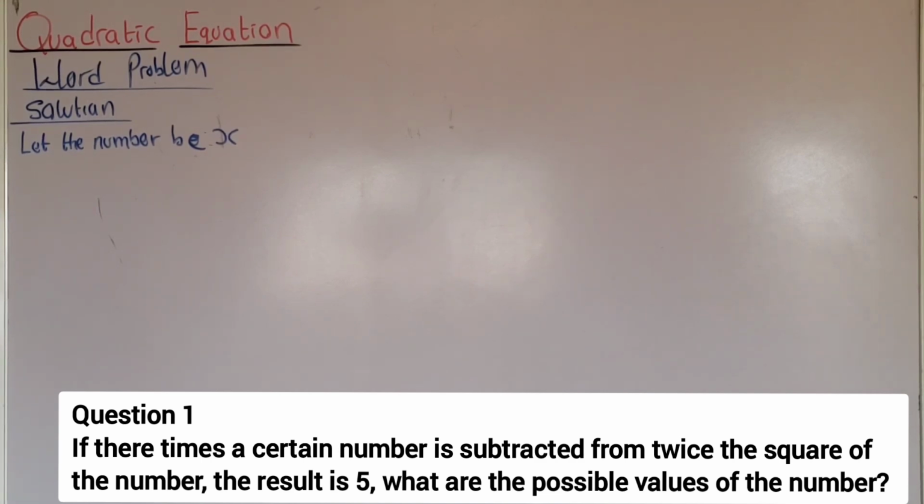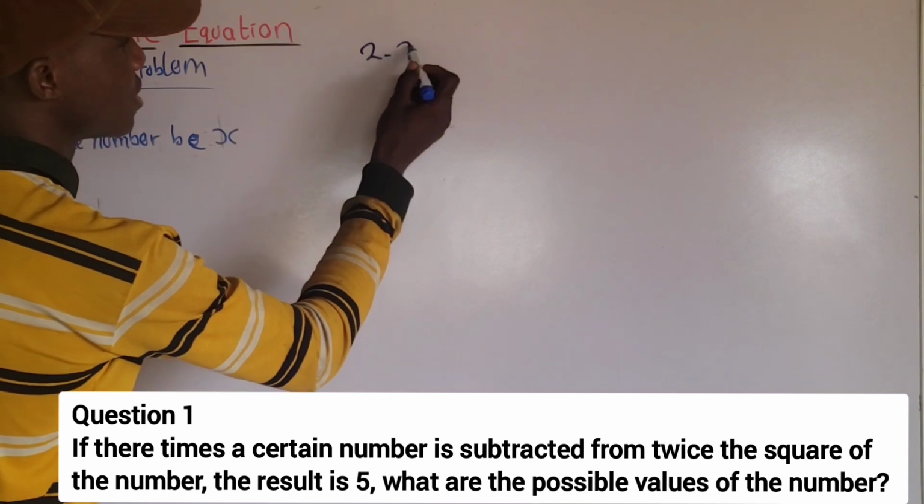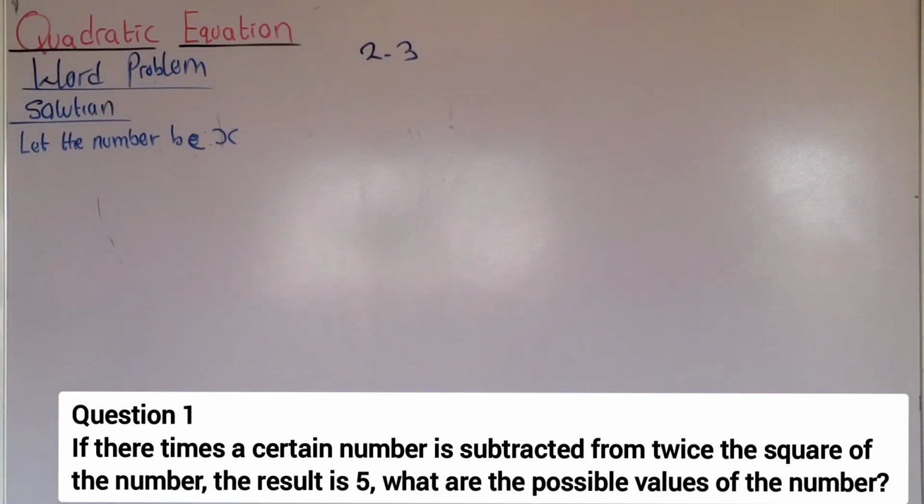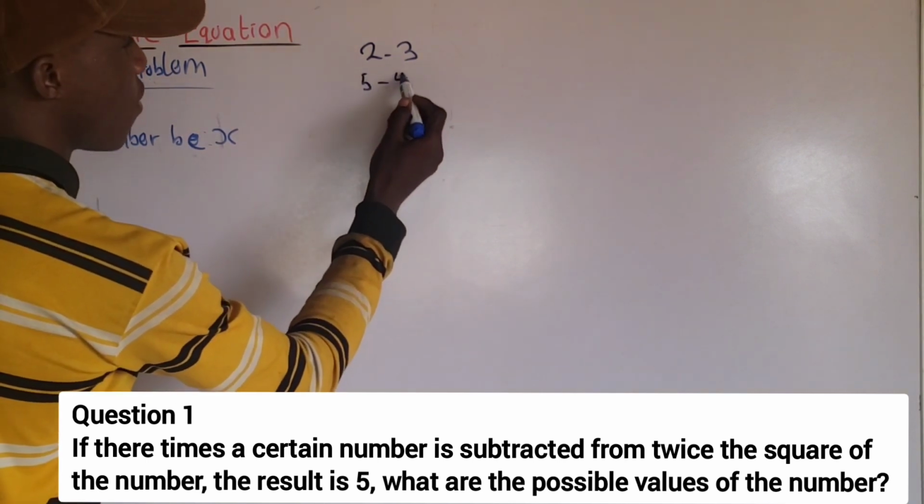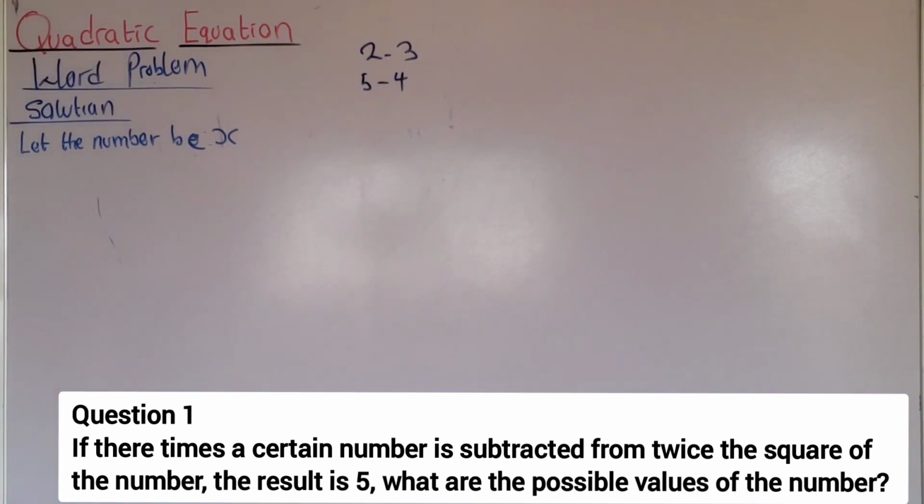The first statement said that if 3 times a certain number is subtracted from twice the square of the number. Now, if I ask you to subtract 3 from 2, what will be the expression of that statement? Subtract 3 from 2. That means I'm going to have 2 minus 3. Is that not it? Now, if I ask you to subtract 4 from 5, that means I'm going to have 5 minus 4. You understand?